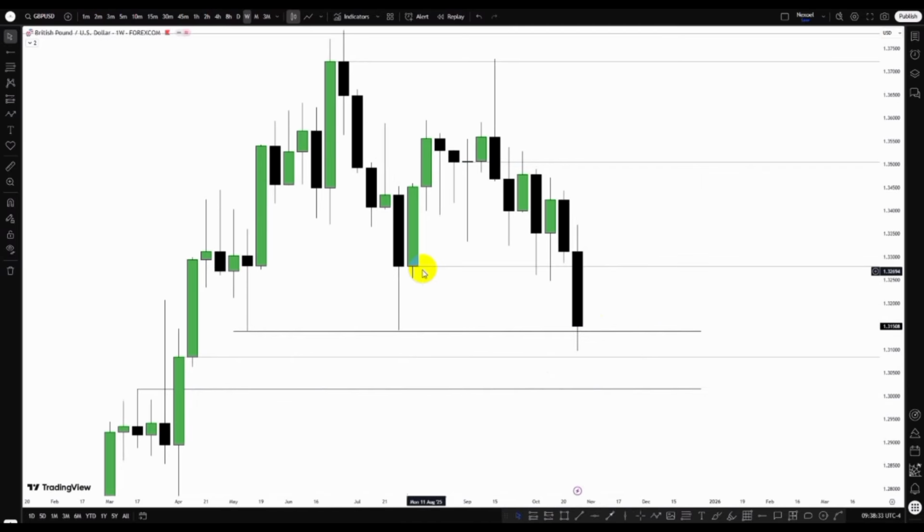Since price has now violated this key level, it means if we're going to see our bearish continuation, we could see price give us a bullish pullback for us to have the bearish continuation back to the downside.